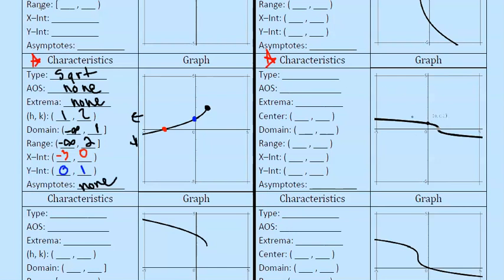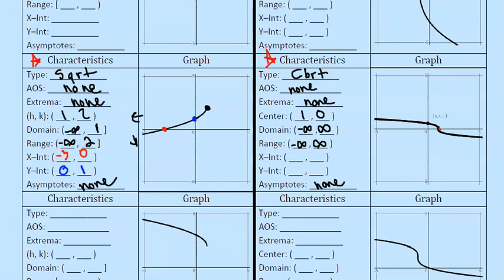Okay, let's look at this one. This one is a cube root function, so we could put cbrt. Axis of symmetry, none. Extrema, none. Asymptotes, none. The center h, k is right here. We have the point 1, 0. The domain and range for all cube root functions is all real numbers, negative infinity to positive infinity.